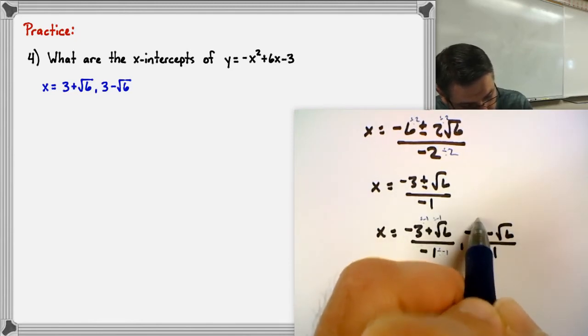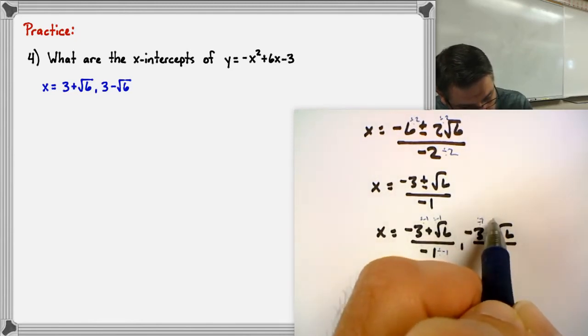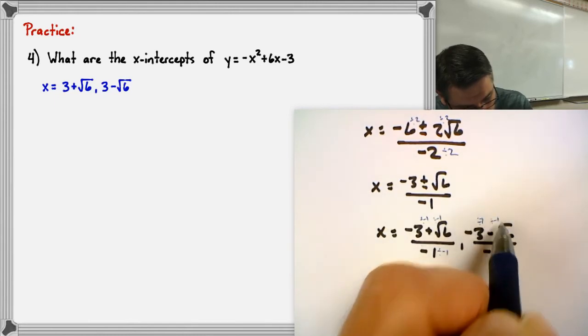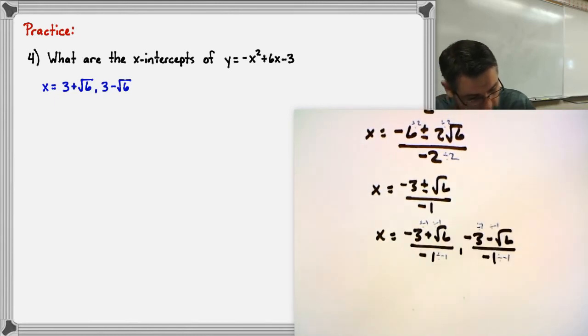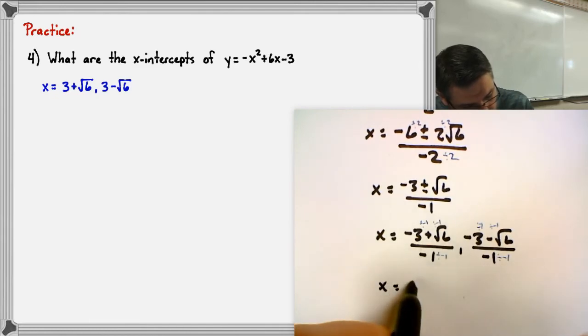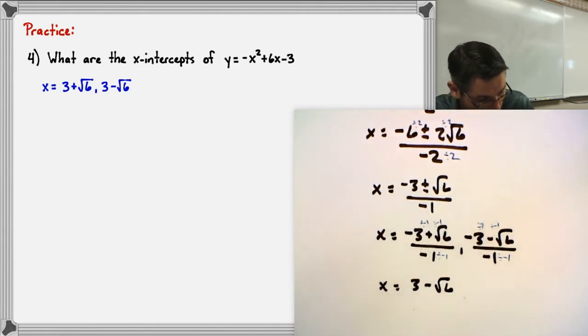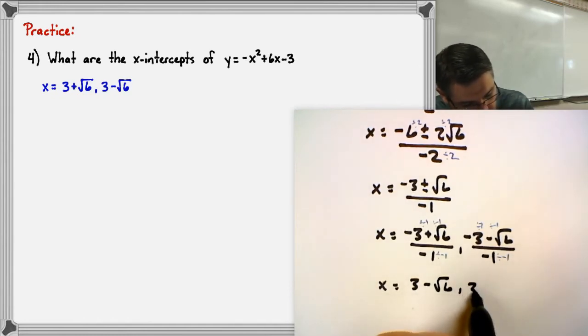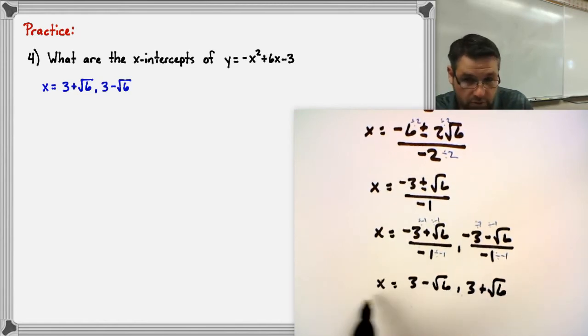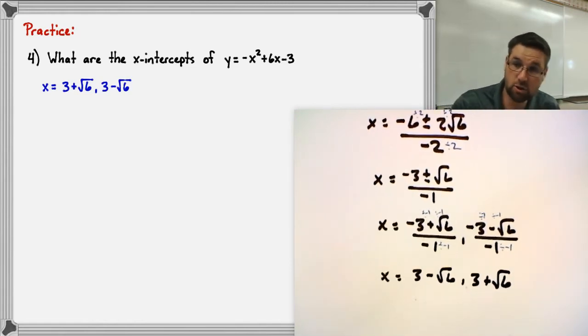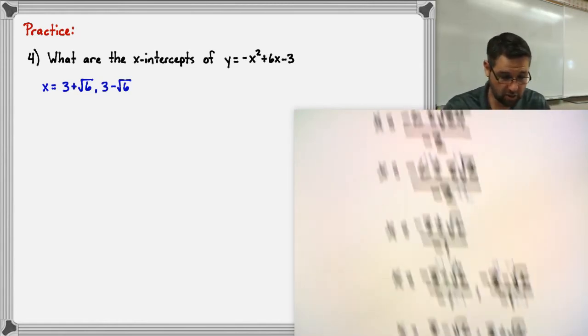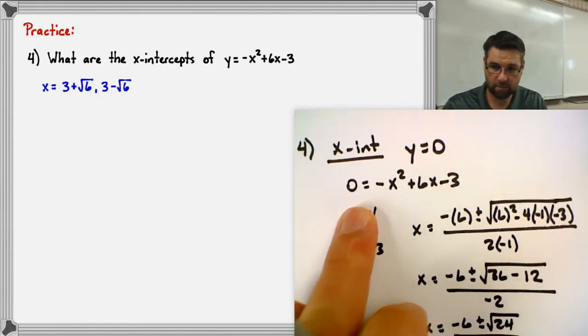Negative 1 is a common factor in all of those. Okay, so we end up with 3 minus radical 6 over 1, and then we end up with 3 plus radical 6 over 1. So those are my solutions to the equation with the 0 there.